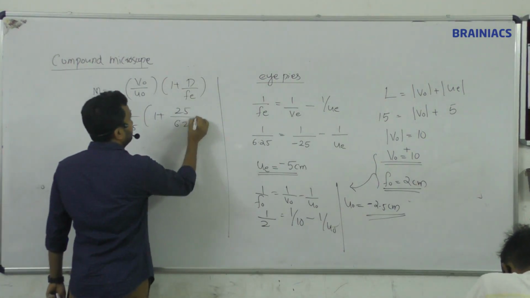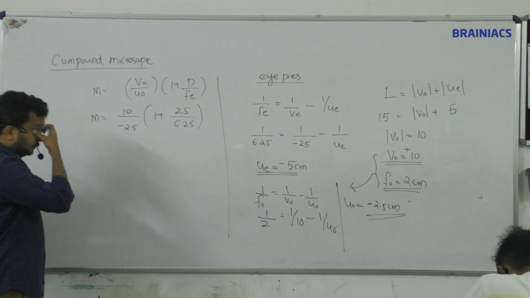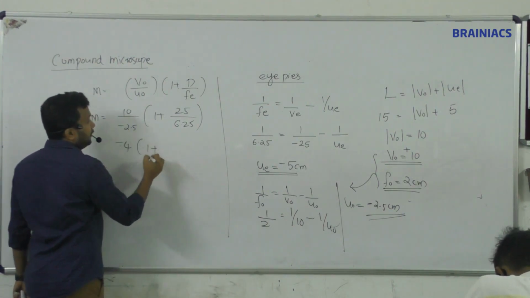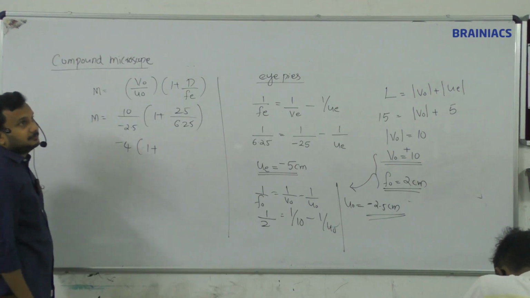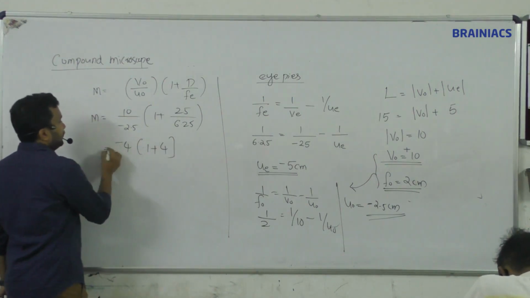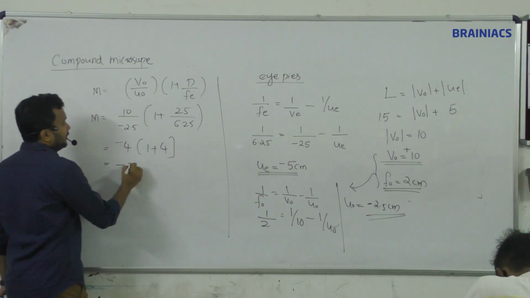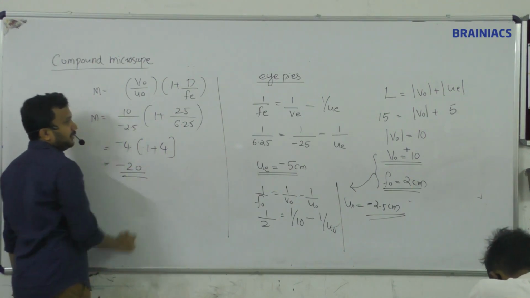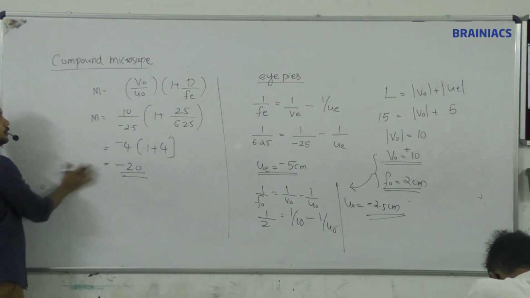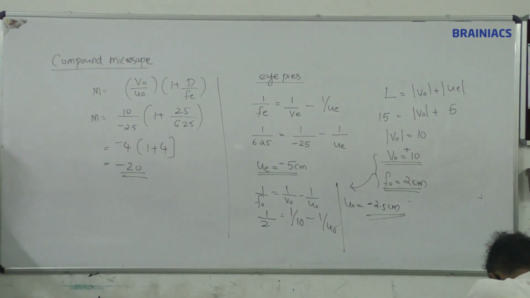6.25. 10 by 4 minus 4, 25 by 6.25 is 4. So how much will come? 5 into 4, minus 20. Minus indicates what type of image? Inverted. The final image is inverted, right? In the compound microscope. So the magnification is equal to 20.